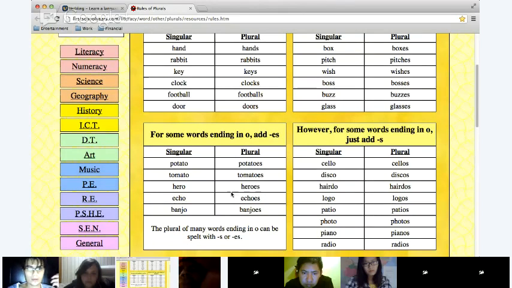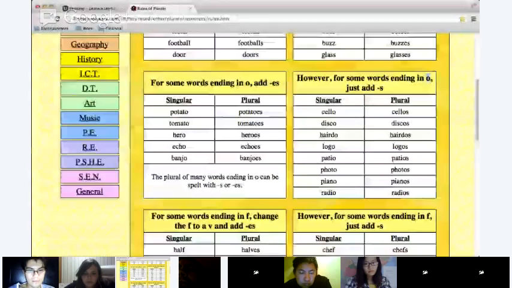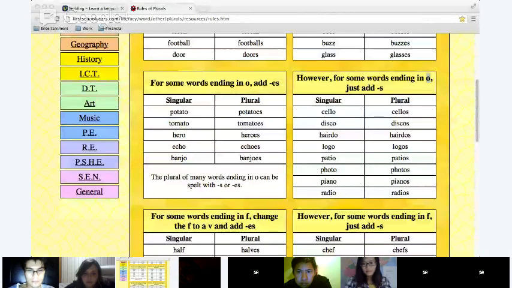So the plural of many words ending in O can be spelt with S or ES. I don't know any off the top of my head that can be spelt with either an S or an ES. This is a good place for you to start with these nouns here. Now let's talk about other words ending in O, and just adding an S.